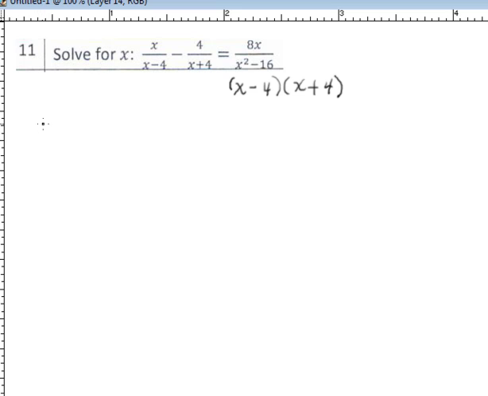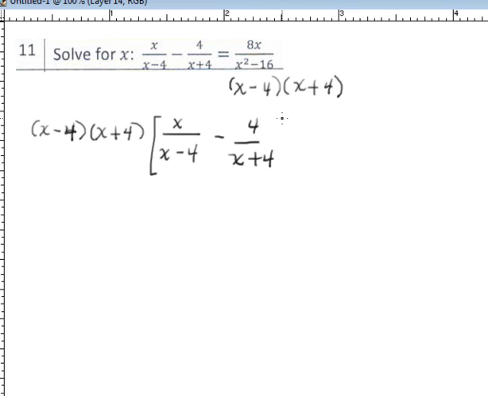All right, so let's do that. So we're going to multiply the same expression on the left and the right. Okay, and then on the right-hand side, this expression is the same as x squared minus 16, so those cancel.